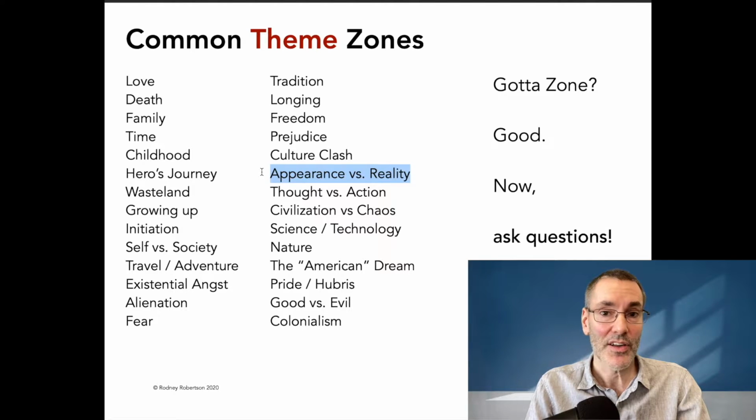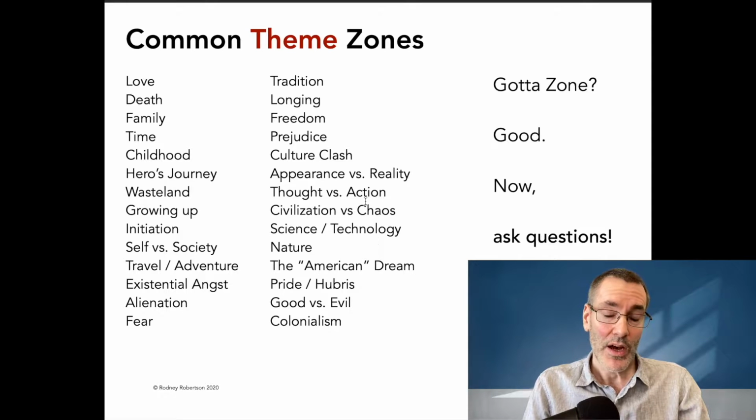Appearance versus reality is unavoidable in a lot of literature, if not maybe almost all of it. Is all literature about what appears to be true and what really is true? Think about it. Think about your young adult fiction. These are massive. They're huge. Love, death, family, of course, the passing of time, childhood. So these are the ones that you are going to encounter, whether you like it or not.